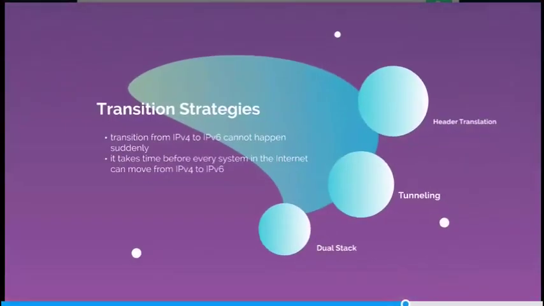Transition capabilities. And how are we going to transition? This is usually the question. What's going to happen to IPv4 if we go to IPv6? IPv4 is not going to disappear right away. It has to transition, so it has to coexist with IPv6 for a certain time. Transition from IPv4 to IPv6 cannot happen suddenly. It takes time before every system in the internet can move from IPv4 to IPv6.